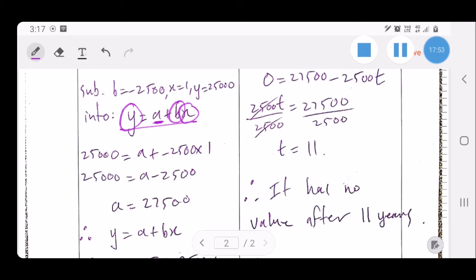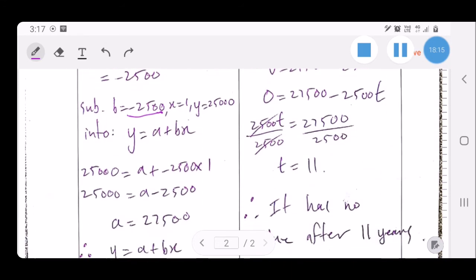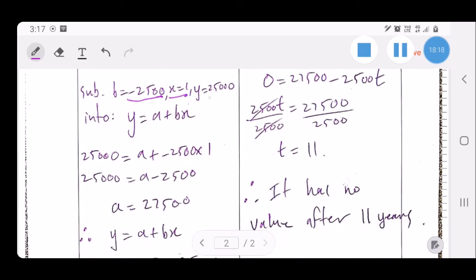I've got my gradient, which is negative 2,500. And for my x value and my y value, I'm choosing this coordinate here. But it would work out exactly the same if I chose this coordinate here. Okay, so my x is 1, my corresponding y is 25,000. So I substitute those three numbers into y equals a plus bx, and I get 25,000 equals a minus 2,500 times 1.